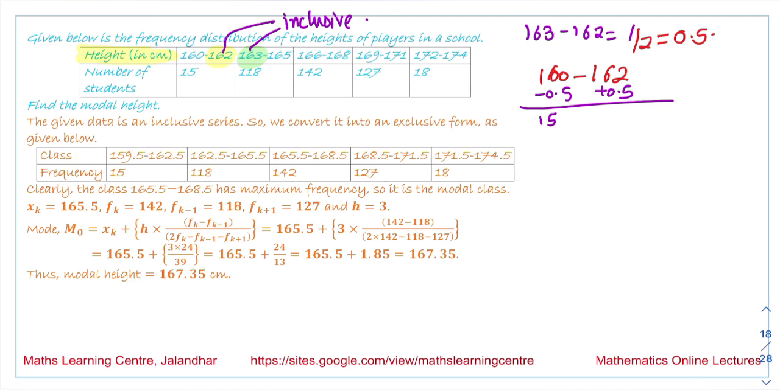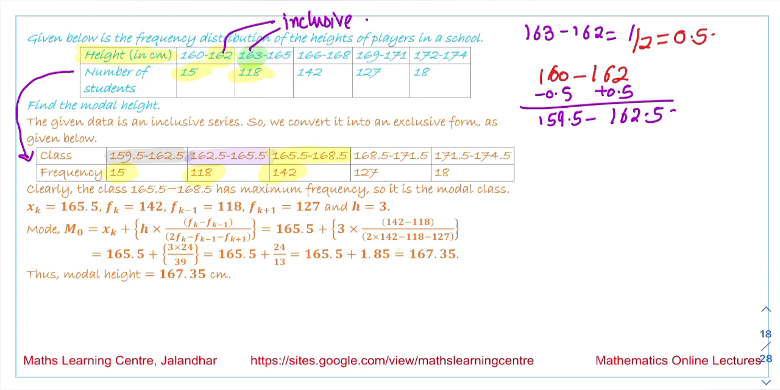So the interval we get is 159.5 to 162.5. So this data will be converted to this form. Now the class intervals that we will have are 159.5 to 162.5, 162.5 to 165.5. Next it is 165.5 to 168.5, and these are the corresponding frequencies that we will have.